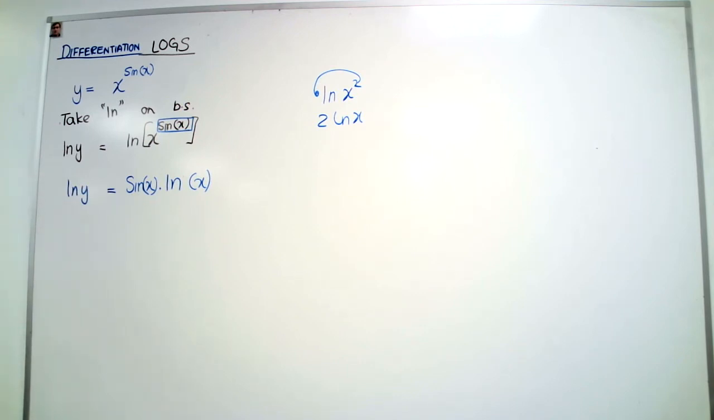So on this side, I got ln y. Now what I need to do is differentiate both sides with respect to x.